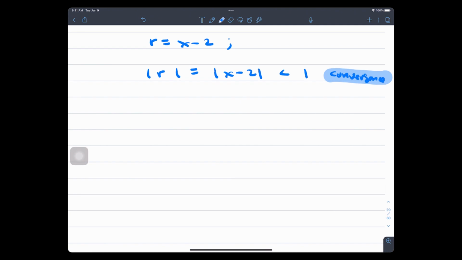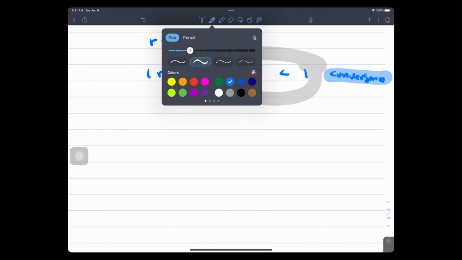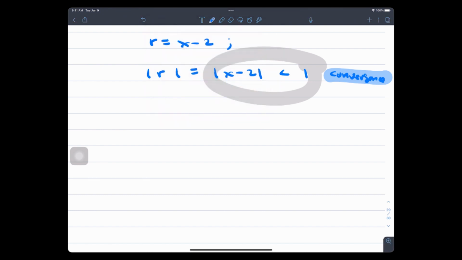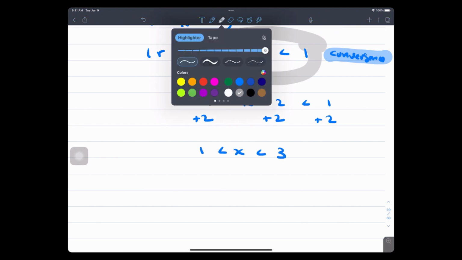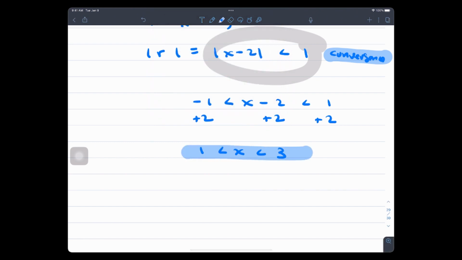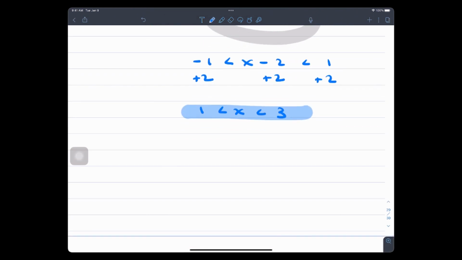So what do you guys do with this part right here? What do you guys know? Yeah, what does that mean again? Do you guys remember? It means -1 less than x minus 2 less than +1. So you want to add 2 to the middle, the right, and the left. So here's the deal: 1 is less than x, which is less than 3. So this is going to be my interval of convergence, from 1 to 3. Is that right?